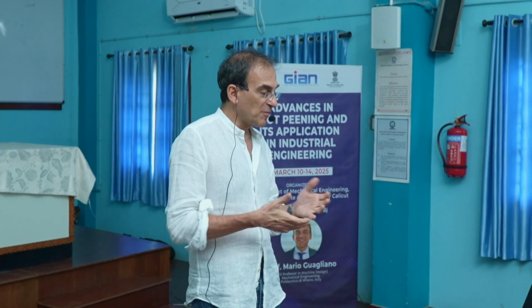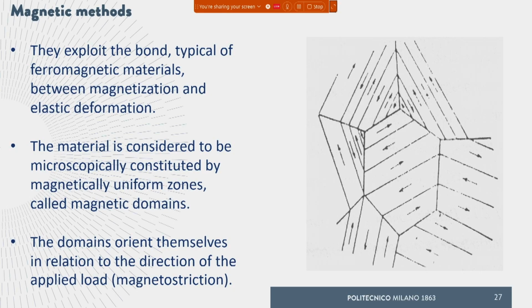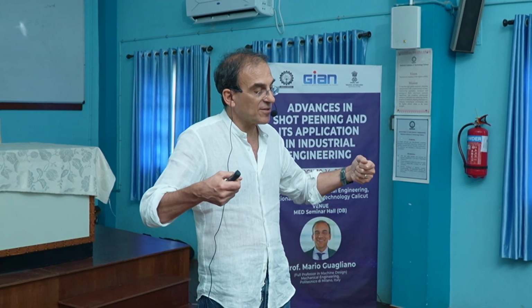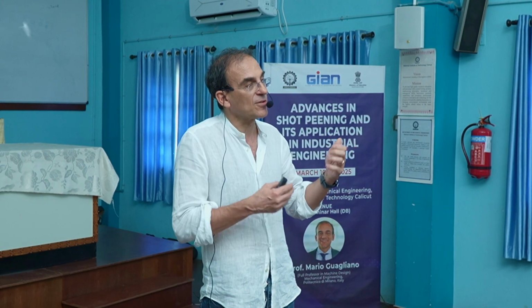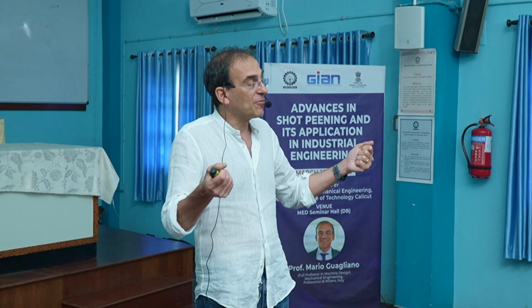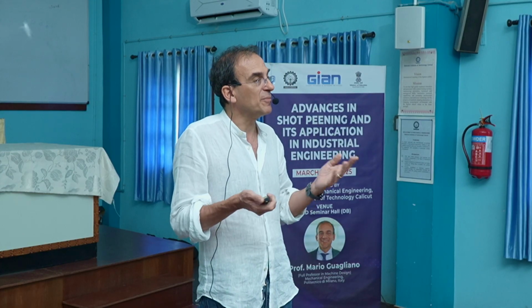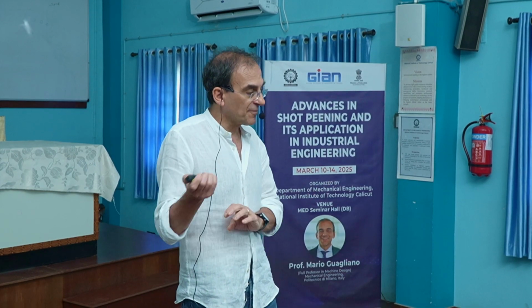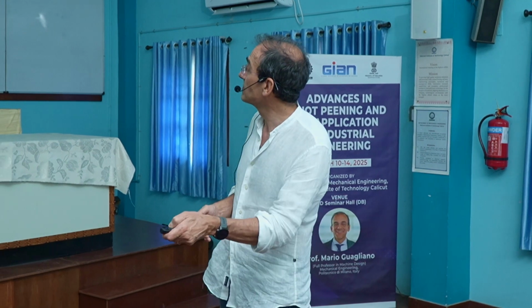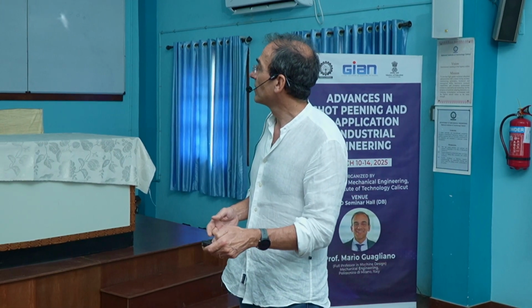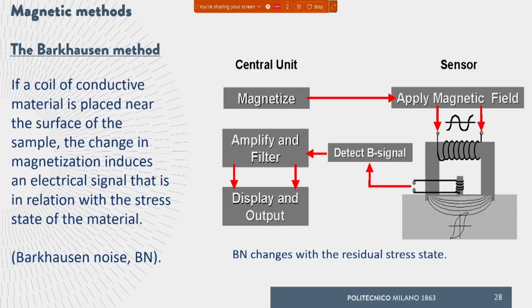From a microscopical point of view, the material can be considered as formed by magnetic uniform zones that are called the magnetic domains, we know. The domains orient themselves in relation to the direction of the applied load. So if you apply the load, especially a tension or a compression, we will have an orientation of the magnetic domains that will be opposite. And this is what we are exploiting by considering the Barkhausen noise.